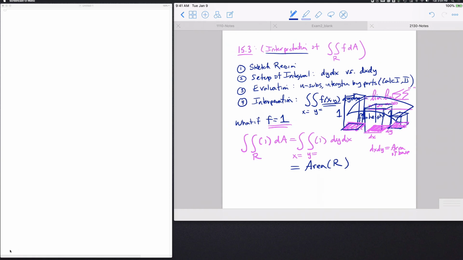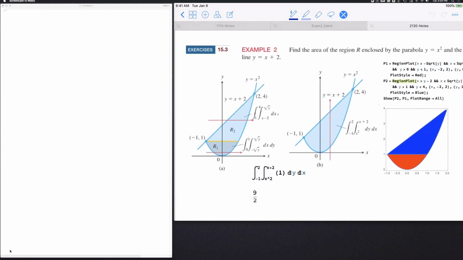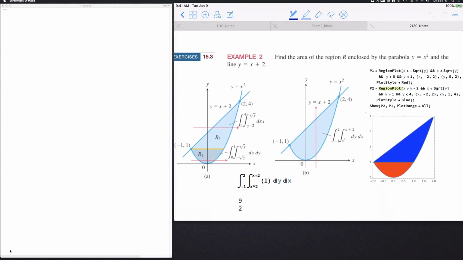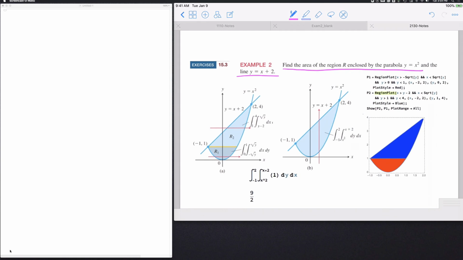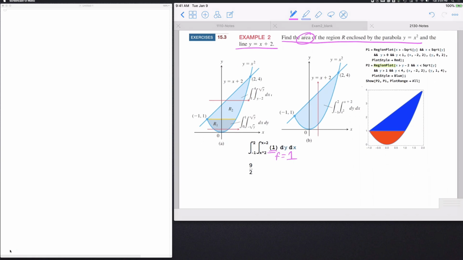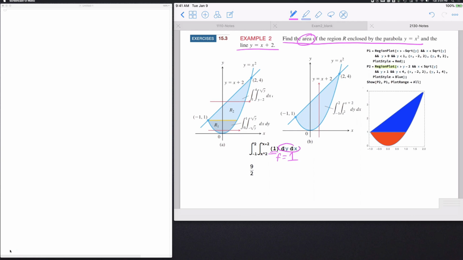So for example, a typically phrased problem would be to find the area of a region. This region has a description in terms of a parabola and a line, and they just want you to find the area. That means you're going to integrate the function f equal to 1. Then it's up to you to decide, do you want to do that as a dy dx problem or a dx dy problem?